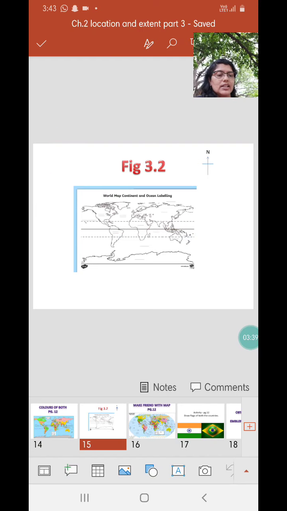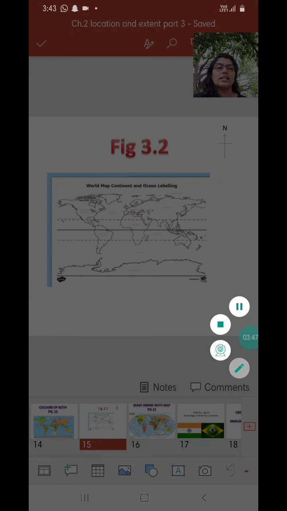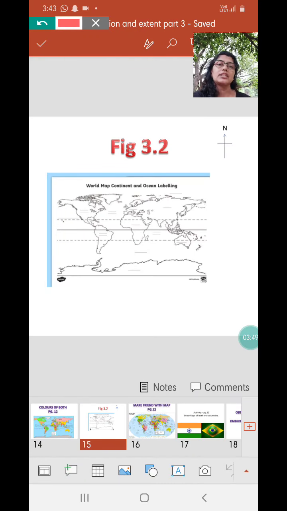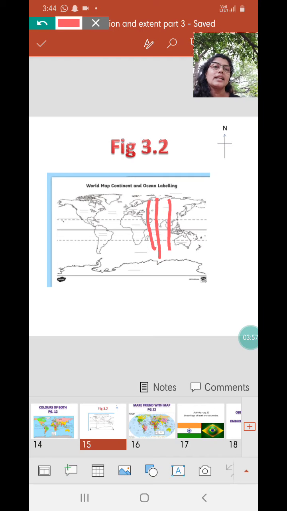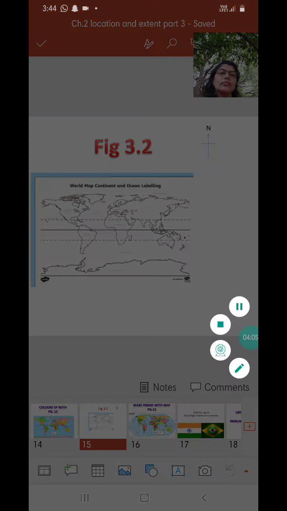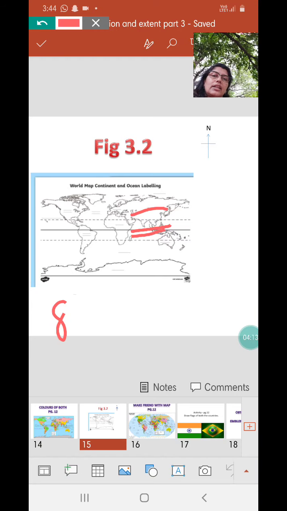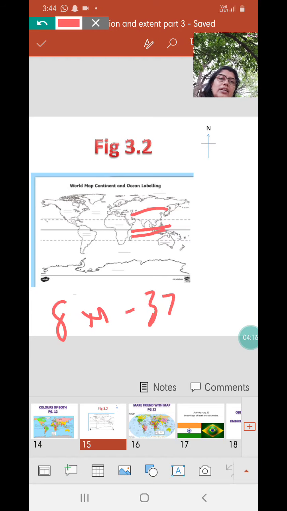The next question is: answer the following questions with respect to the countries that you have studied. The first question is: out of the countries that you have colored, which country is larger in size? In order to understand which country is larger, we need to remember the latitudinal and longitudinal extent that we have studied. India lies, in latitudinal extent, from 8 degrees north up to 37 degrees north.